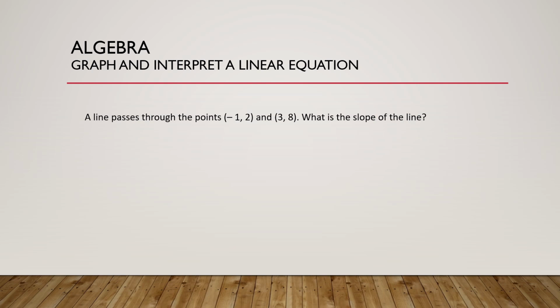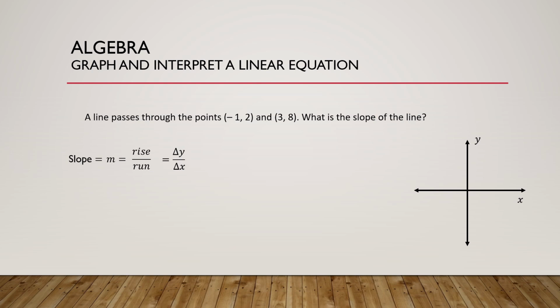A line passes through the points negative 1, 2, and 3, 8. What is the slope of the line? Algebraically, slope is often depicted with the letter m and is defined as rise over run. On a two-dimensional graph, rise is represented on the y-axis, so rise is the change in y. Likewise, run is represented on the x-axis and is the change in x.